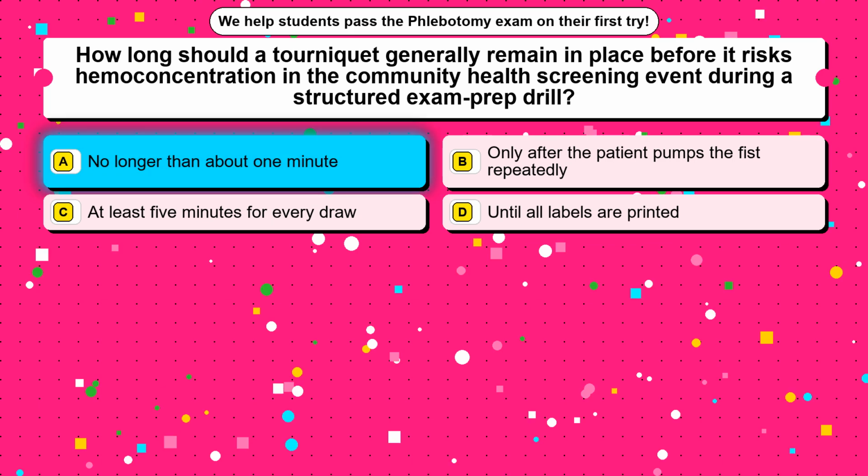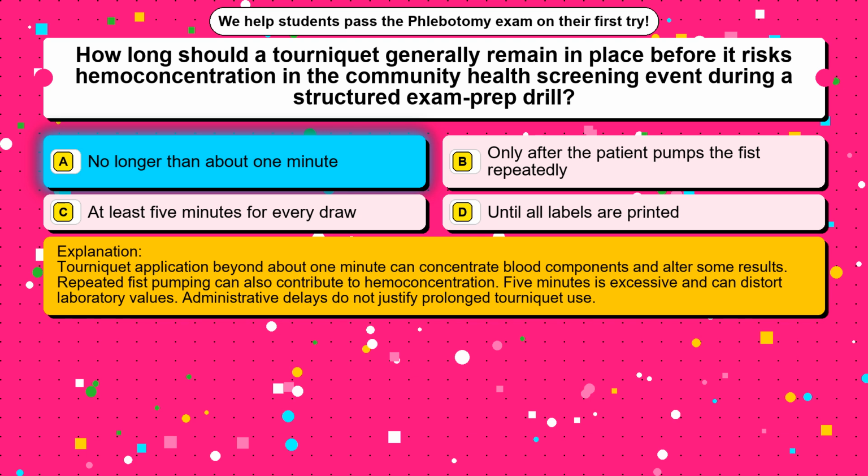The correct answer is option A. No longer than about 1 minute. Tourniquet application beyond about 1 minute can concentrate blood components and alter some results. Repeated fist pumping can also contribute to hemoconcentration. 5 minutes is excessive and can distort laboratory values. Administrative delays do not justify prolonged tourniquet use.